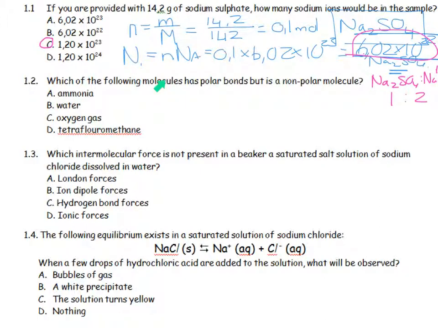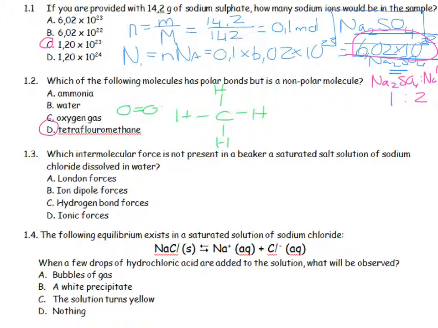Which of the following molecules has polar bonds but is a non-polar molecule? So ammonia is a polar molecule, water is a polar molecule, oxygen is a non-polar molecule, and tetrachloromethane is a non-polar molecule. Oxygen has got non-polar bonds, whilst tetrachloromethane has got a slightly polar bond over here between the carbon and the hydrogen, but overall, because of its symmetry, is a non-polar molecule.